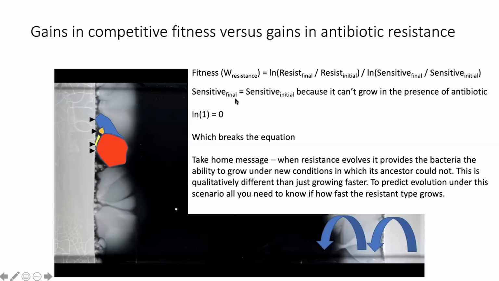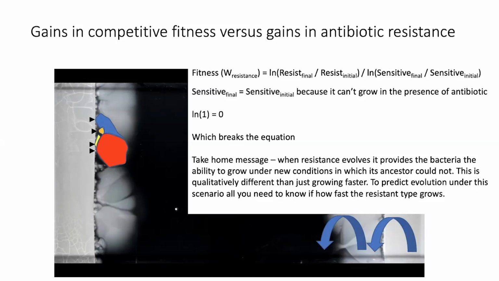So if the final divided by the initial are the exact same, you'll get a value of 1. So ln 1 actually equals 0. So it just breaks this equation down. And so you can see mathematically why this type of adaptation is different. But you can also see more holistically that this is gaining the ability to grow in a space where the ancestor was unable to grow.